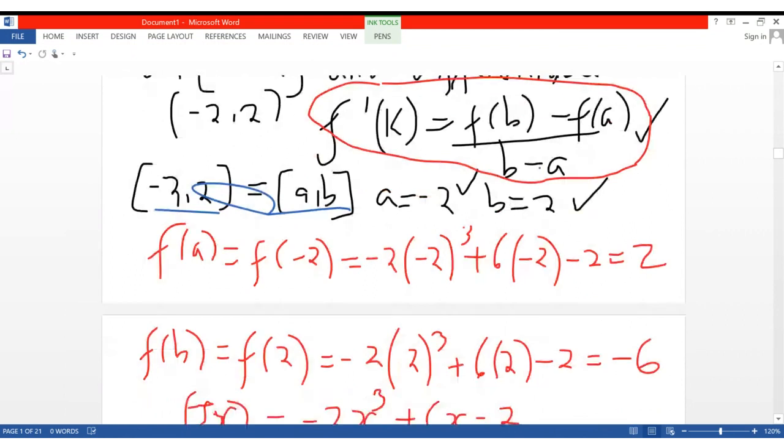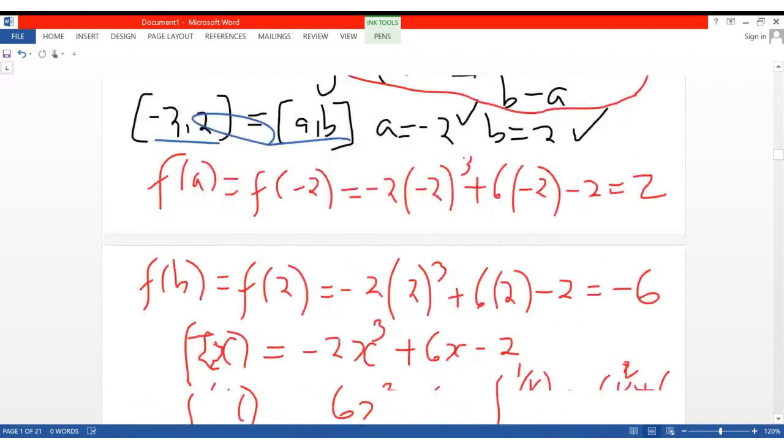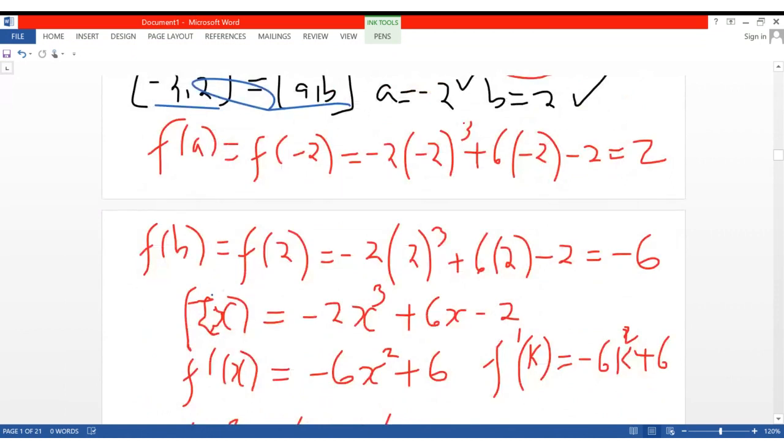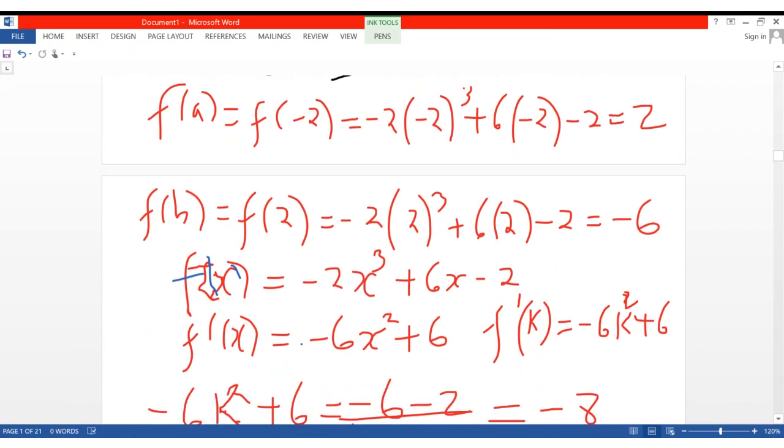So what I need is to get the value of f prime of k. We get it from our f of x, which was given by this one. So you differentiate this function once, only once. The power will come down, you reduce the power by 1. After you differentiate once, where there is an x, you replace it with k. So instead of negative 6x squared, I'll have negative 6k squared plus 6.